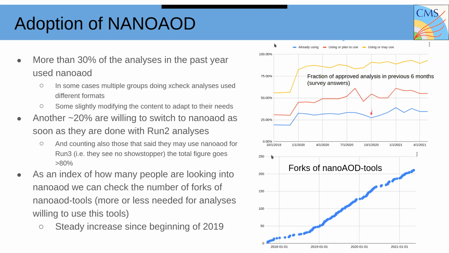This is the plot of how, if you integrate from each date six months back in time, how many analyses reported that they are already using NanoAOD, and this is about 30%. In red you see the ones that are either using it or planning to use it for the next iteration, because, for example, they say, I already had my n-tuples for Run 2, but for sure in the next round I will switch, and this is above 50%. If you also add those that say, well, I may use it, I see no showstopper, I didn't think really about it, but in principle I could use it, you get to 80%, which is definitely a number that is too optimistic in my opinion.